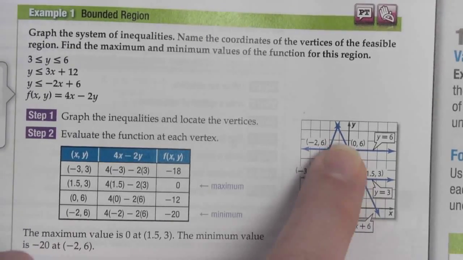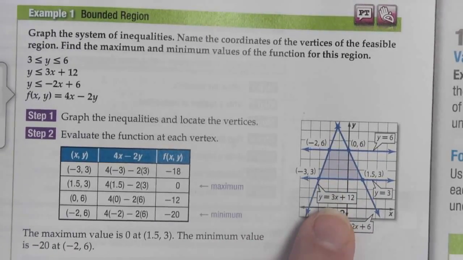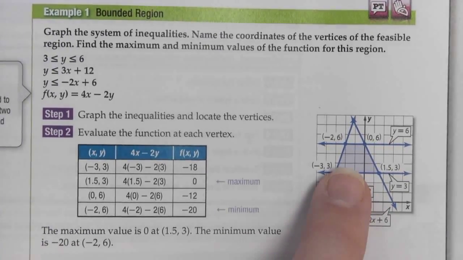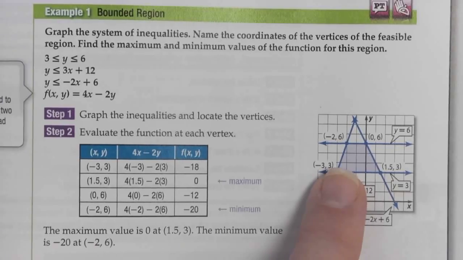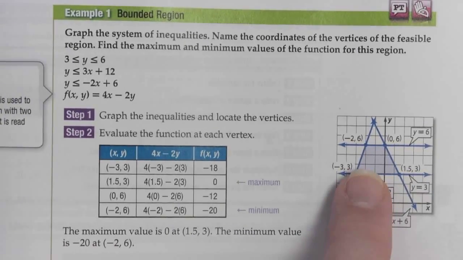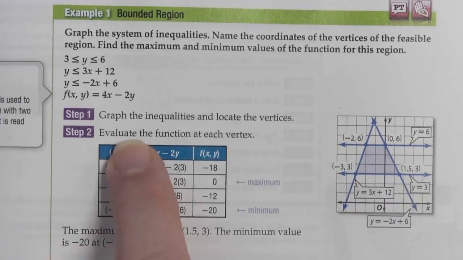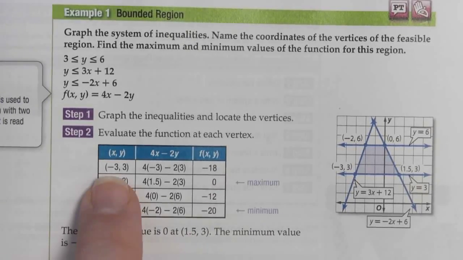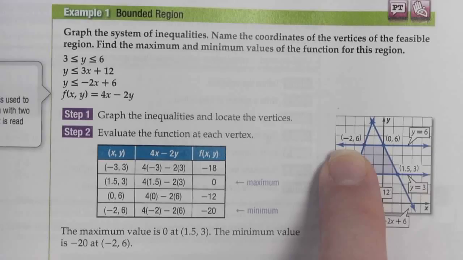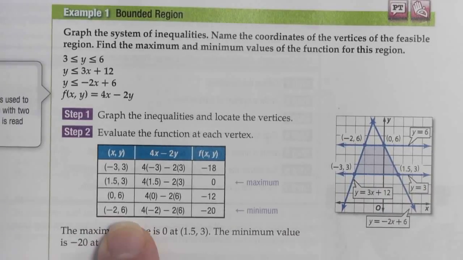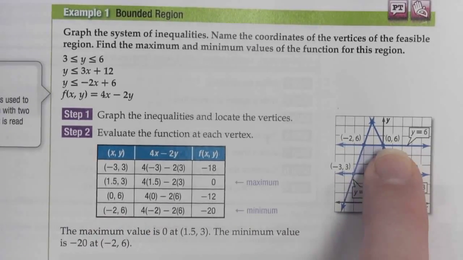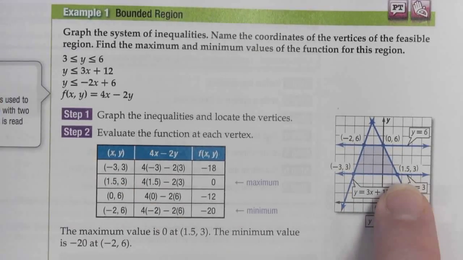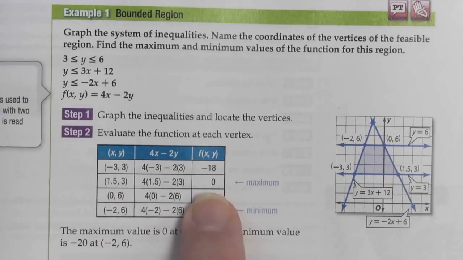Okay, so then all of the area that's shaded for all of them together is your, what are we calling that? The what region? Feasible region. Okay, now we're going to evaluate the function at each vertex. So we're going to plug in every x, so negative 2, right here is negative 2, 6. 0, 6, right there. Negative 3, 3, right there. And 1.5, 3, right there.